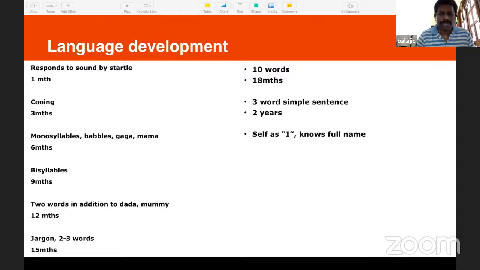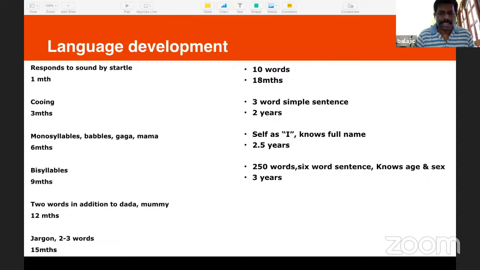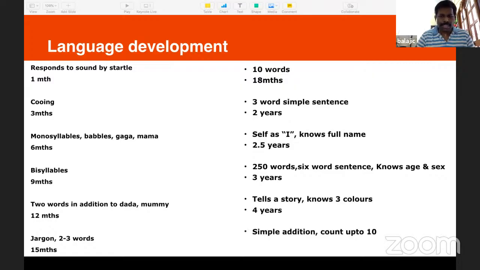And by 2.5 years they will be able to identify themselves as I. They will be able to tell their name by 2.5 years. And a complex, 6-word sentence by 3 years. And you have a 250 word vocabulary, and they know their age and sex by 3 years. And then they tell a story by 4 years, and know 3 colors by 4 years. And simple addition, counting up to 10, all the math related things come by 5 years.